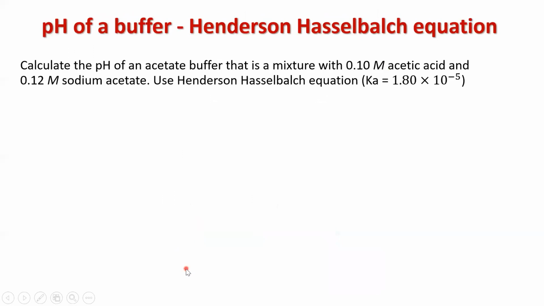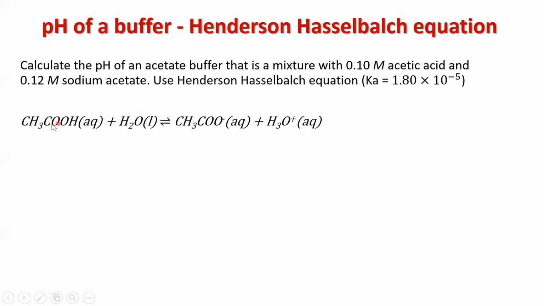So let's look at another problem. It says calculate the pH of an acetate ion if we've got 0.10 molar acetic acid and 0.20 sodium acetate. That's the same question that we had before. But this time we want to calculate it using the Henderson-Hasselbalch equation. So we have our reaction. It's the same as before.